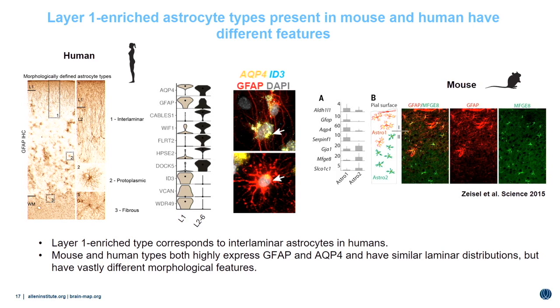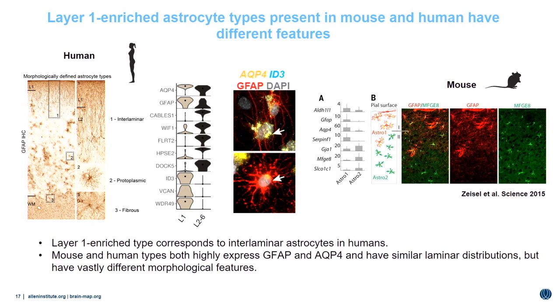And so what we wanted to do was try and determine if this layer 1 enriched type that we found corresponded to these interlaminar astrocytes. So we did multiplex fluorescent in situ hybridization in combination with GFAP protein staining, and we were able to show that, in fact, these layer 1 enriched astrocytes do correspond to interlaminar astrocytes, whereas the layer 2 through 6 type of astrocyte corresponds to these protoplasmic astrocytes.